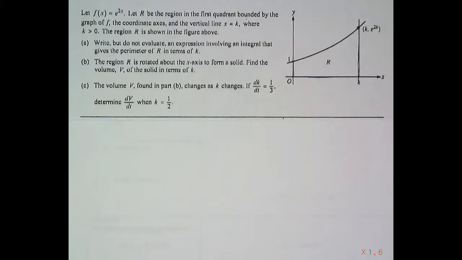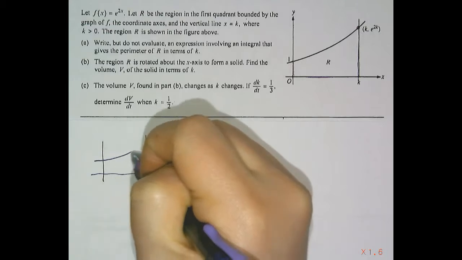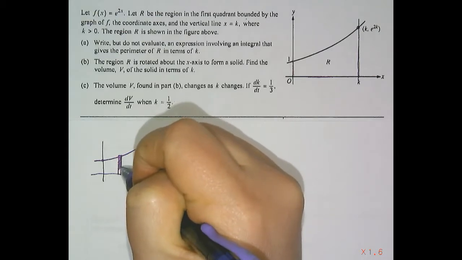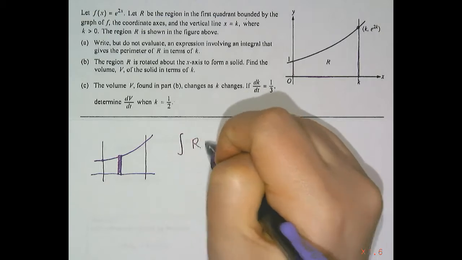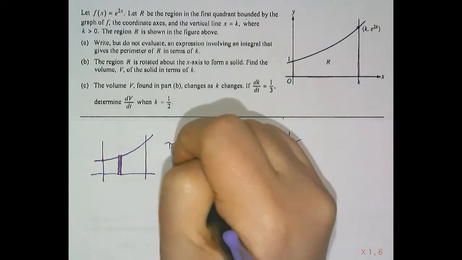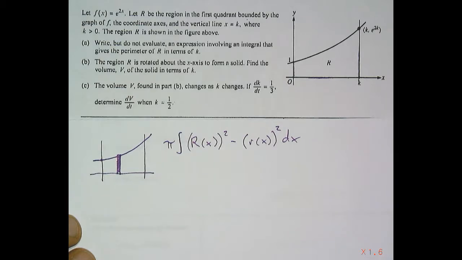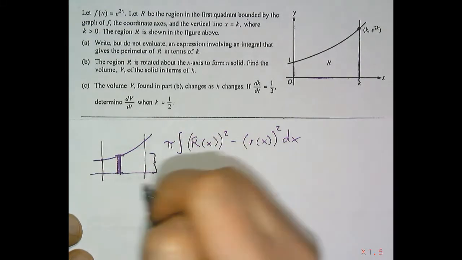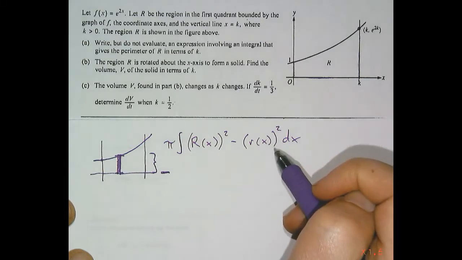Moving on to part B, the region R is rotated about the x-axis to form a solid. So this is one of those problems where you ask the question, what is going to be better, shells or washers? And you may be more comfortable with one. It is my opinion that in this case, rotating washers makes more sense. And our general go-to formula for rotating washers is pi times big R squared minus little r squared dx. So you've got your outer radius and your inner radius. So we need to establish then what is the big radius and what is the small radius.